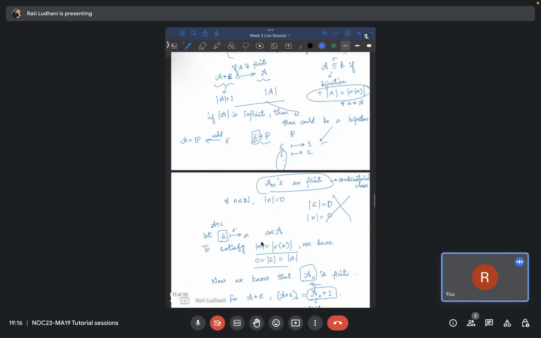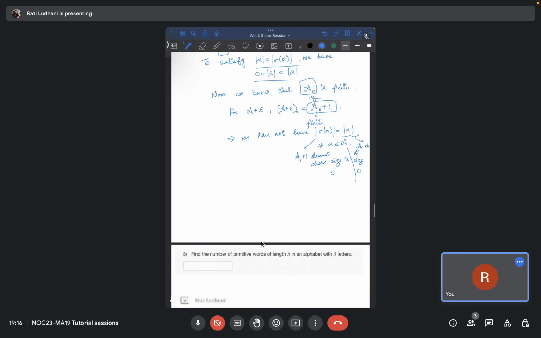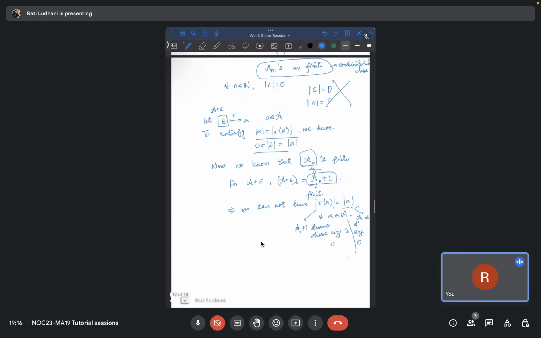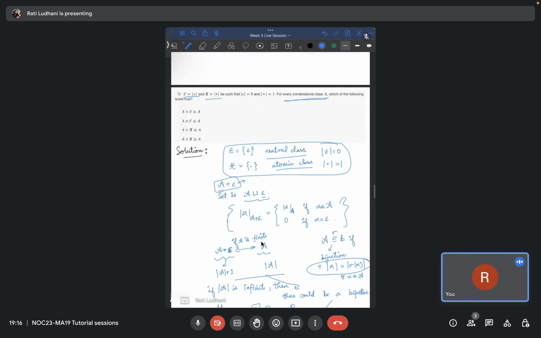Anyway, so what I was discussing. So yes, the first part is done. So we cannot have this isomorphism. So this is not true. Now what about A cross epsilon isomorphic to A?